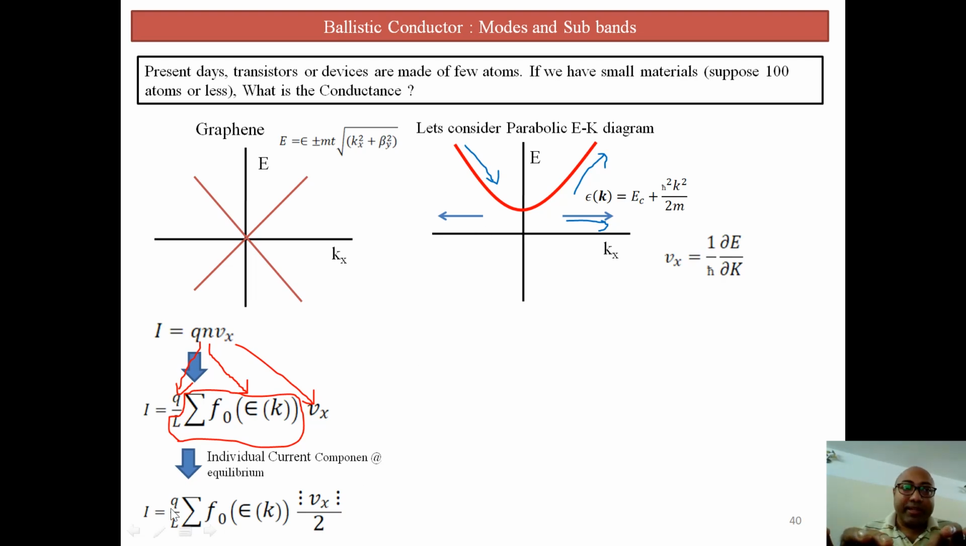It means I have to go to Vx by 2. Remember, the number of electrons passing through the plane of observation, if it is my point of observation, with a velocity Vx by 2, and another electron is passing through this plane in the opposite direction with Vx by 2. So that is why at equilibrium, the current component from this side to this side and the current component from this side to this side cancel to 0, right? That is why I have written the individual current component as Vx by 2.